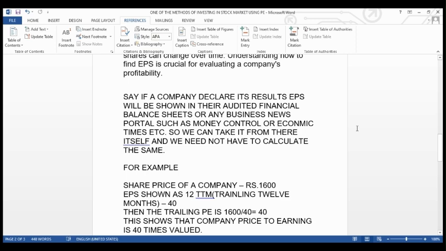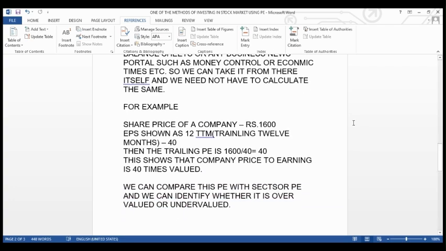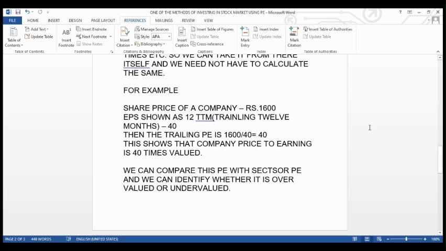Say, if a company declares its results, EPS will be shown in the audited financial statements itself or on any business news channel such as Money Control or Economic Times, etc. So we can take it from there itself, and we need not calculate the EPS. We need not worry, because now everything is readily available on the business news portals itself.